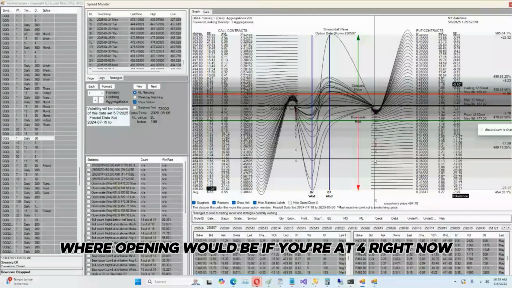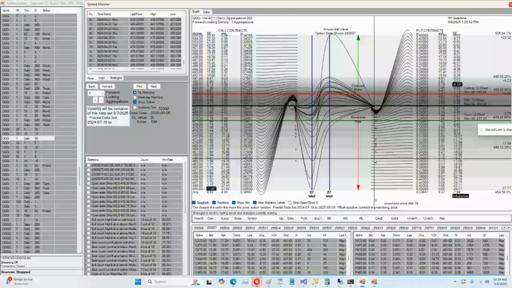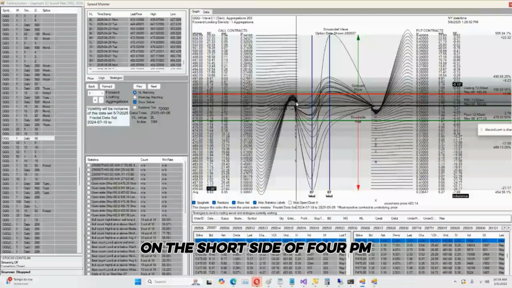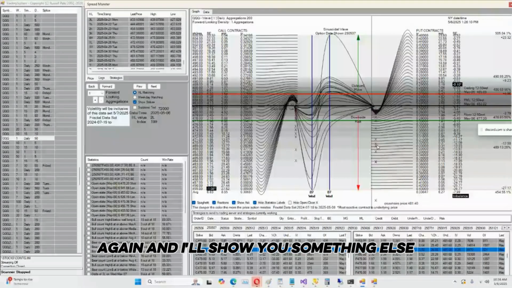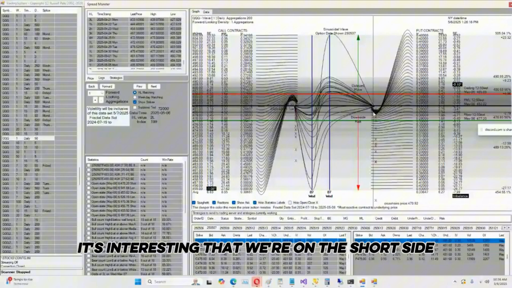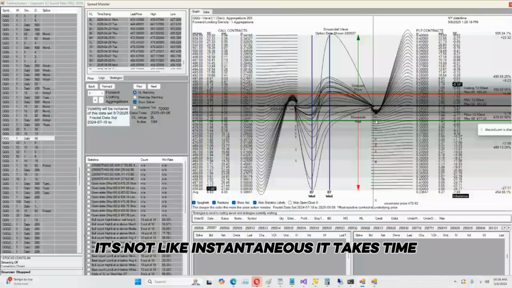Because here our X's, they're not wanting to exceed where opening would be. If you're at 4 p.m. right now, this is the implied opening for tomorrow. And here's the implied opening for tomorrow on the short side of 4 p.m. So the closes are suggesting, again, and I'll show you something else that's interesting, that we're on the short side, the rising VIX overall over days. It's not instantaneous, it takes time.